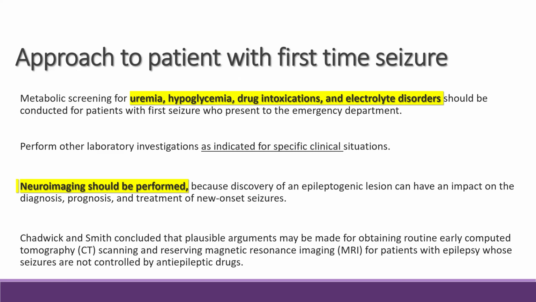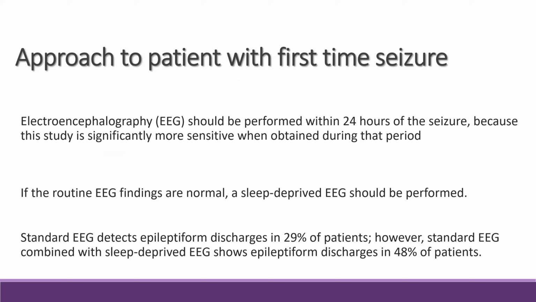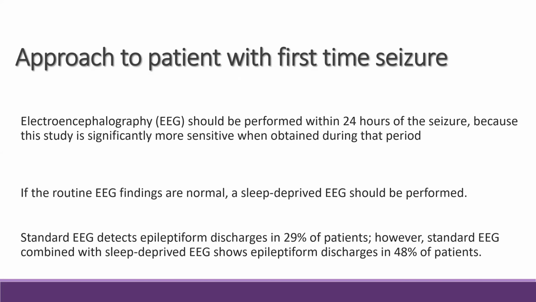After we make sure of the history and send the labs, we should perform neuroimaging, either brain MRI or CT, according to availability. And EEG is a must in a first-time seizure. The EEG is always preferred to be done in the first 24 hours. However, if it is normal and a seizure is still likely, we can perform a sleep-deprived EEG. After that, we counsel the patient according to the result.